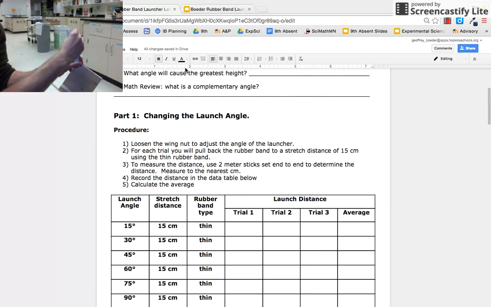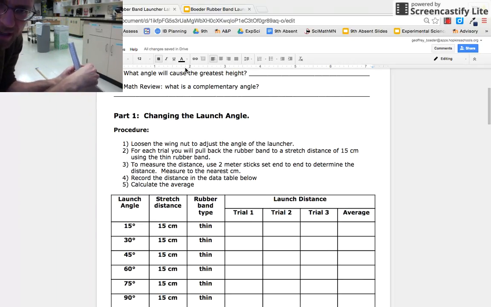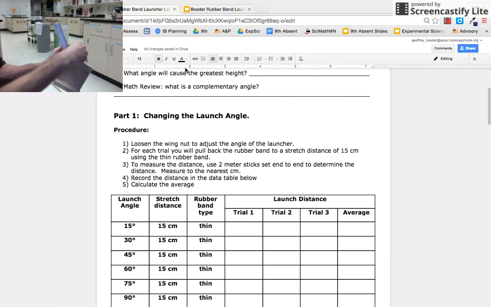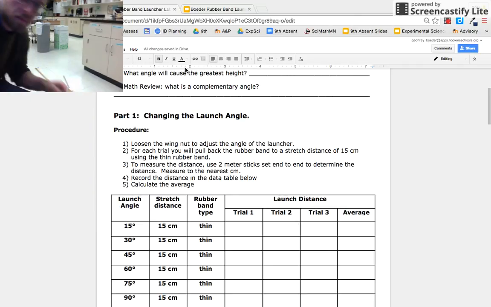I'm going to feed it into the little knots there, and then I'll pull it right back. We're going to start with, how far does it say to pull it back? A stretch distance of 15 centimeters. And then I'm going to have it down on my line, and I'm going to launch, and there it goes. Okay, so I've launched one.